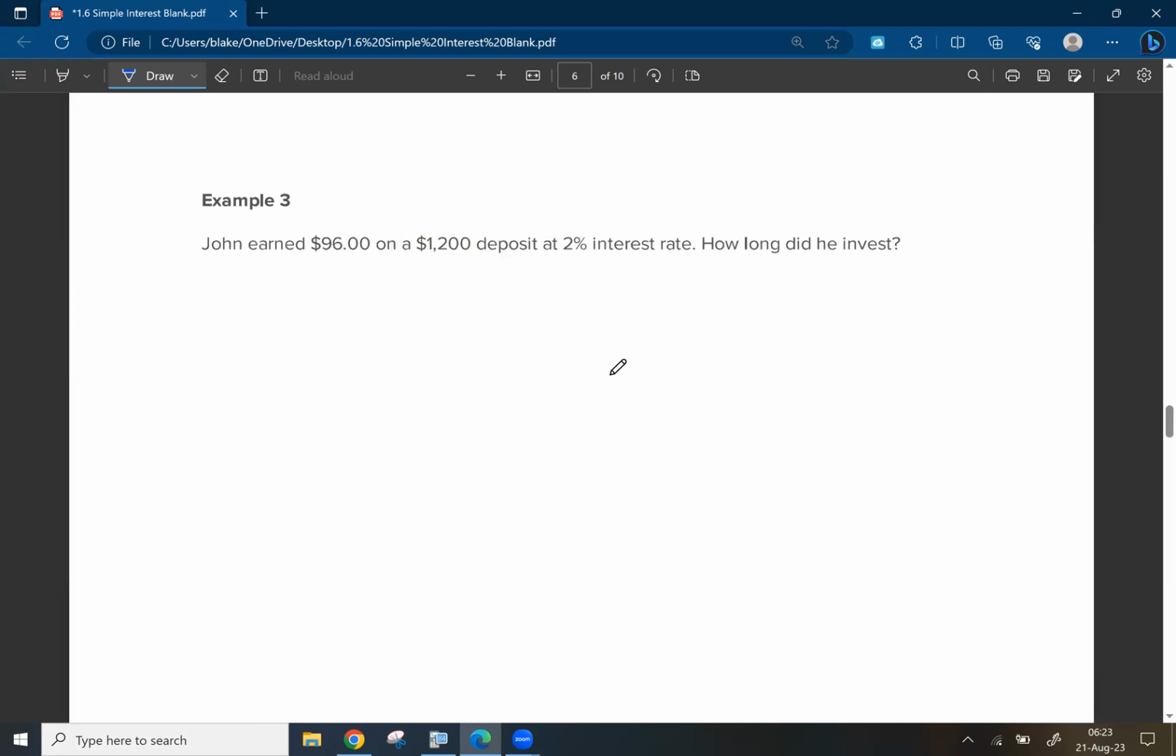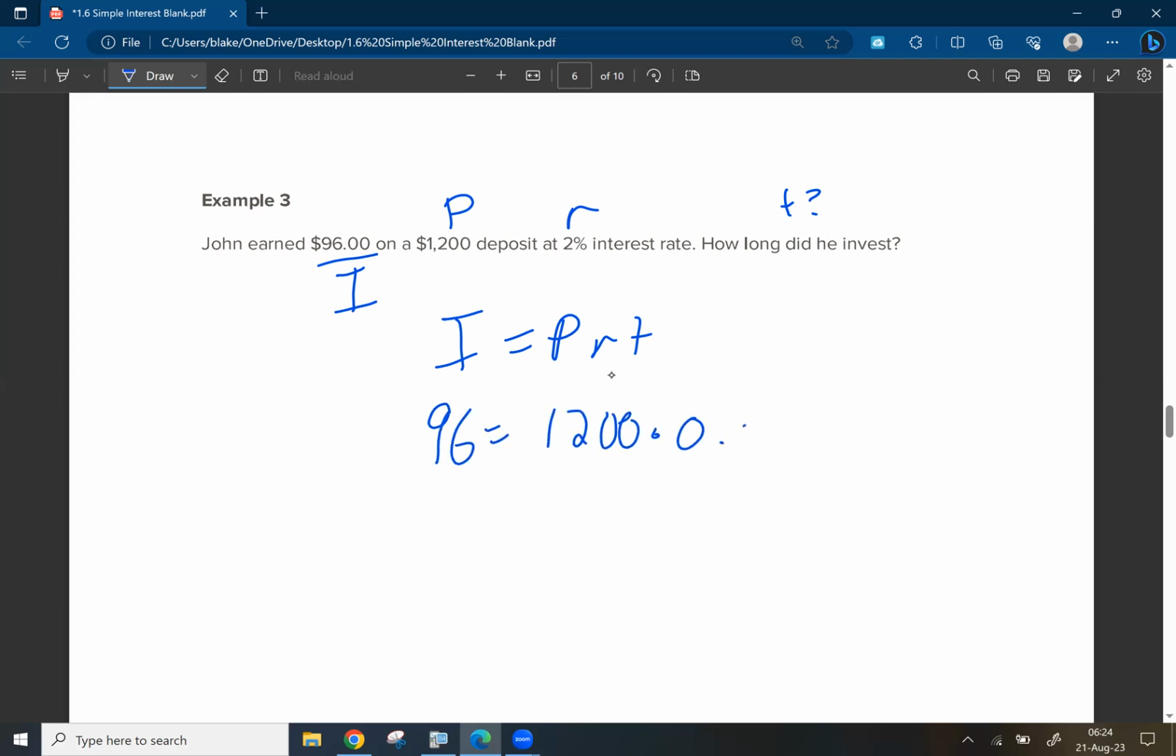All right. John earned $96 on $1,200 deposited at 2% interest. How long did he invest? So again, this one is a time question. So he earned $96, so that's going to be our I. He deposited 1,200, that's P, 2% rate, and the question is T. How long, how much time? So $96 is going to equal $1,200 times 0.02 times T.